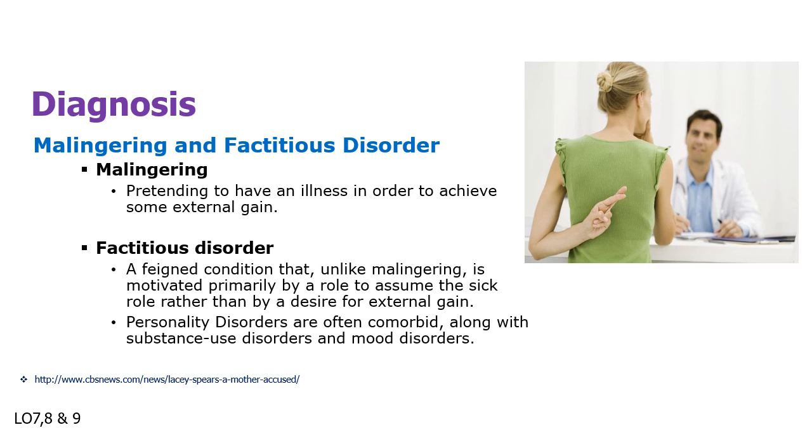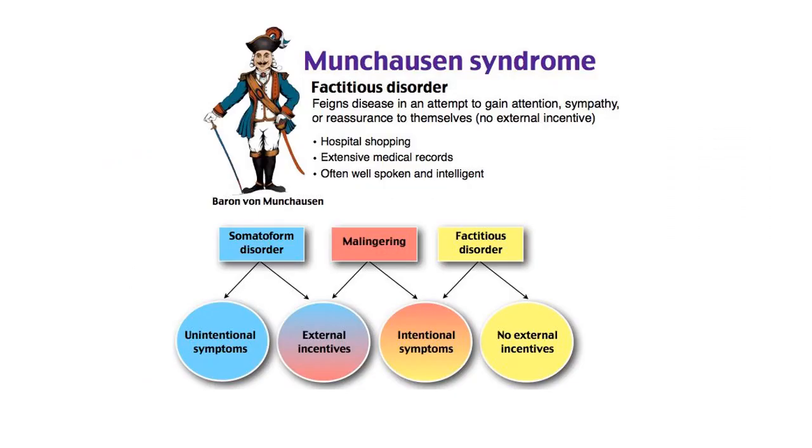Whereas factitious disorder is similar to malingering in that the condition is made up. However, it's different in that the patient just wants to assume the sick role rather than an external gain. To clarify what I was saying before, in factitious disorder, they are trying to assume the role of the patient for the goal of gaining attention, sympathy, or reassurance. This is in contrast to malingering, where their ultimate goal is external incentives, like the example of the blanket or food, and so forth.